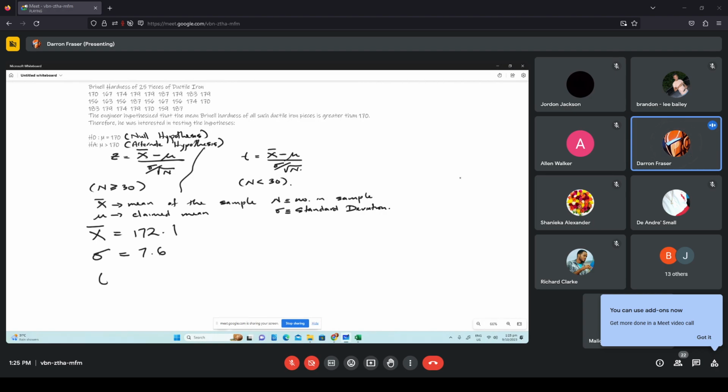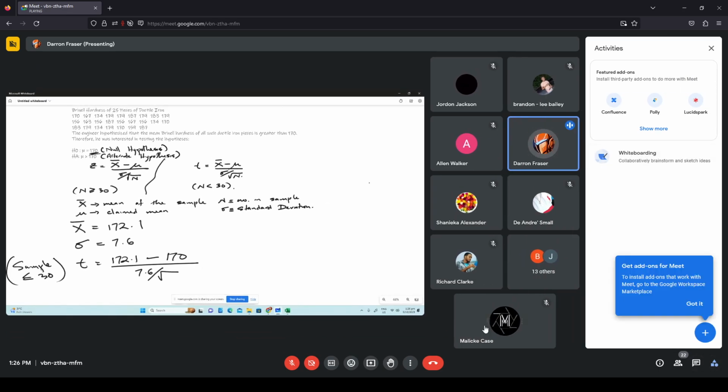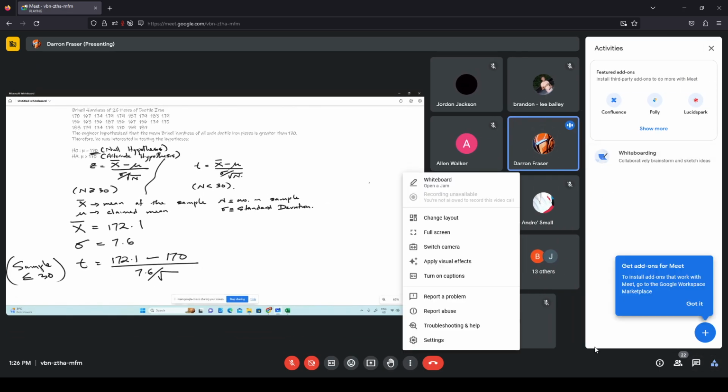So our t value, because the sample is less than 30. Our t value is going to be x bar, which is 172.1, minus the claim. The claim is that it is 170. Divided by the standard deviation, which is 7.6, over the square root of 25.